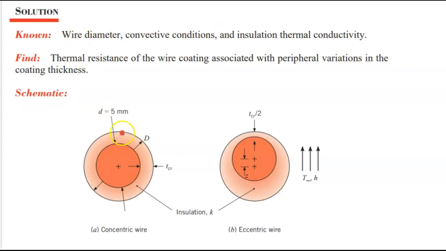We have the wire diameter, and obviously the critical thickness will be here. We know the convection condition, and we know the insulation thermal conductivity. We need to find the thermal resistance of the wire coating associated with peripheral variation in coating thickness. So this is the concentric wire, and this is the eccentric wire. And obviously the convection and radiation is happening on this side.